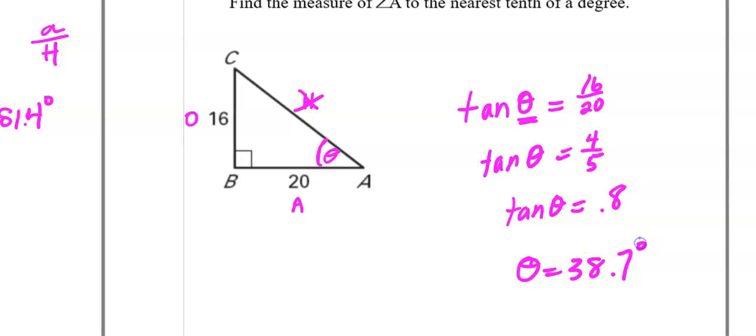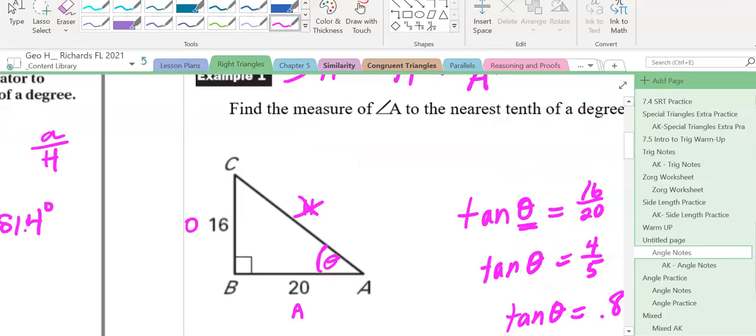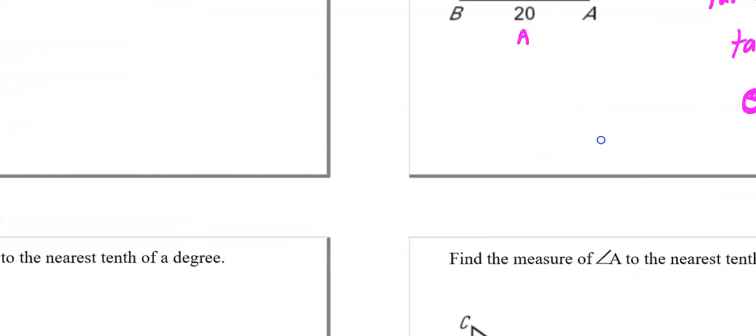Okay. You can use a variable. We just tend to use theta when you're talking about an angle measure. But if you used x, that's fine too. All right. Let's try one more, 2 more.